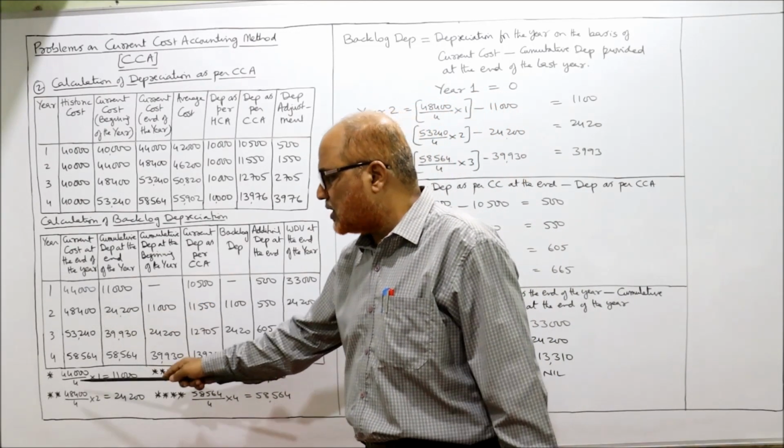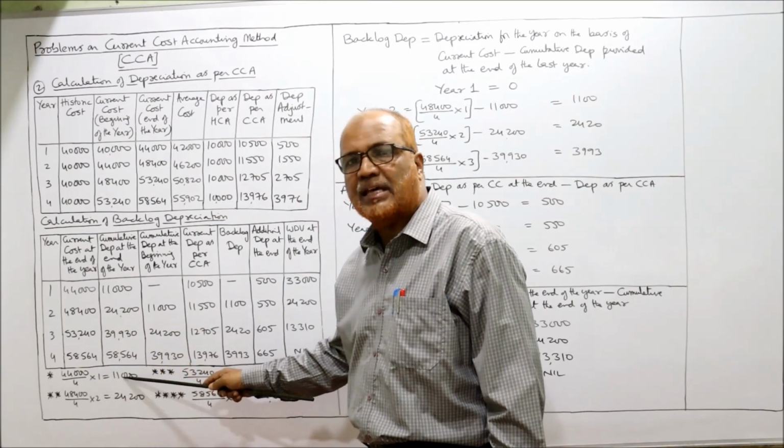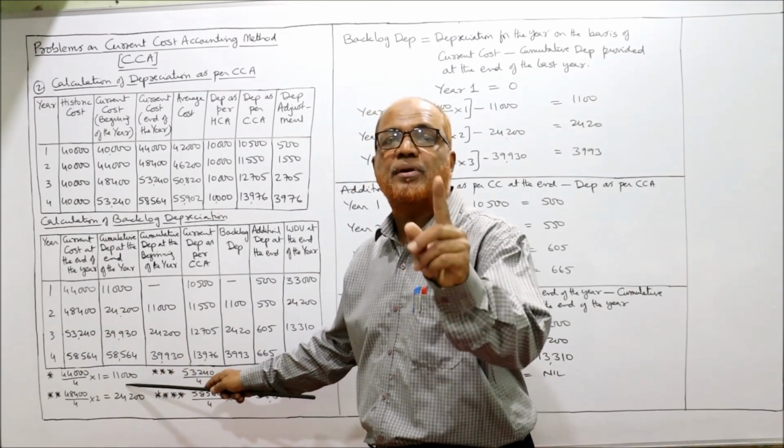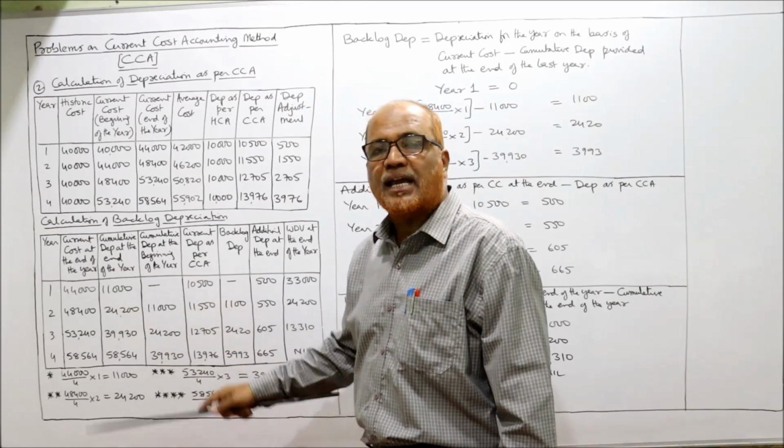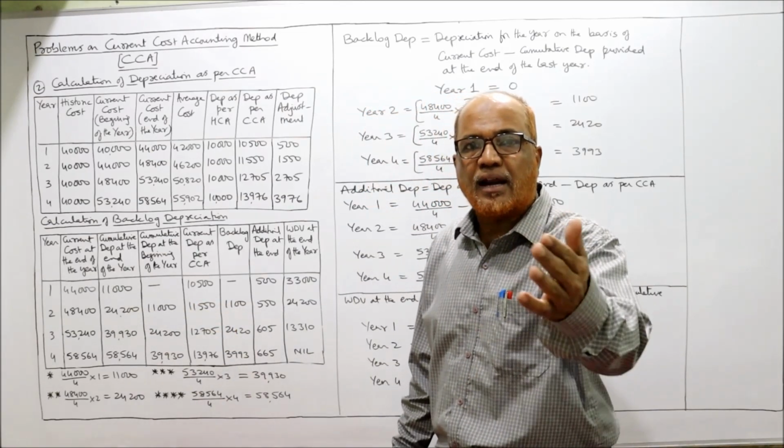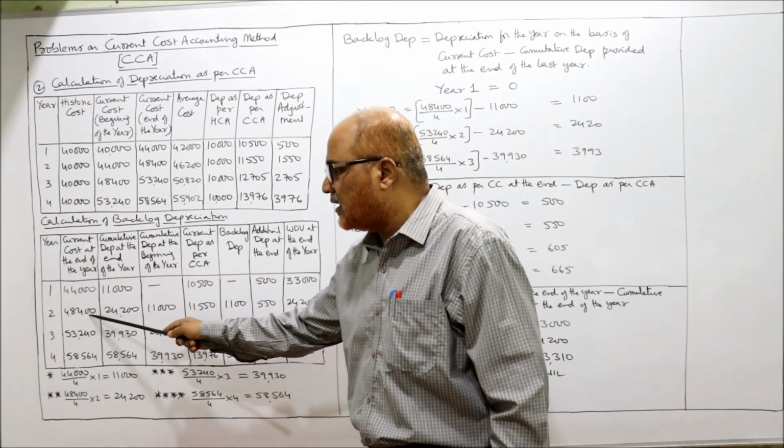So 44,000 divided by 4 into 1, 11,000. 11,000 is the cumulative depreciation for the first year. Now second year cumulative depreciation. What is the current cost for the second year?